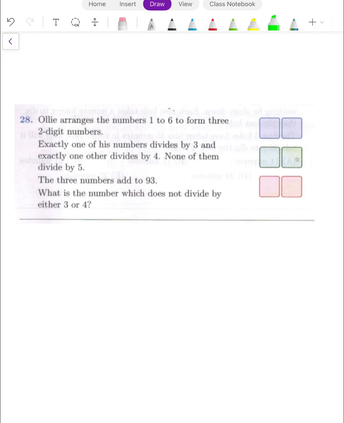On to question number 28. Ollie arranges numbers 1 to 6 to form 3 two-digit numbers. So we have space for the 3 two-digit numbers here.